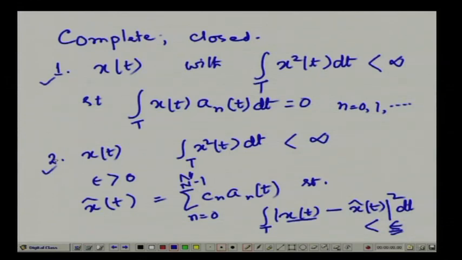So, this says that when we have a complete orthogonal function set, then this complete orthogonal function expansion enables representation of x(t) by a finite set of coefficients, where the finite set of coefficients are c_0, c_1 like this up to c_(N-1). So, this is the finite set of coefficients. So, if we have a complete set of orthogonal functions, then using this complete set of orthogonal functions.